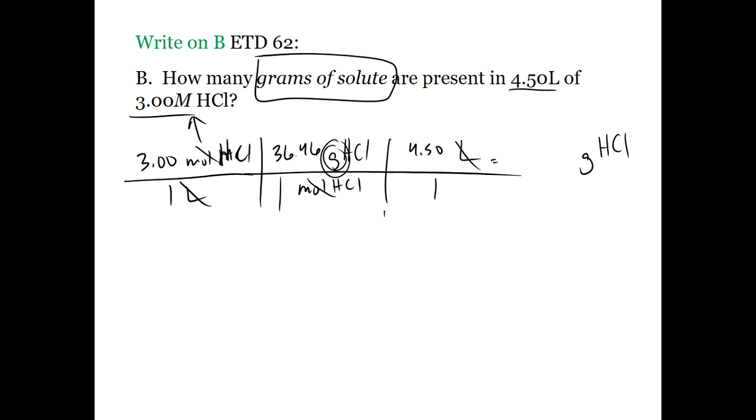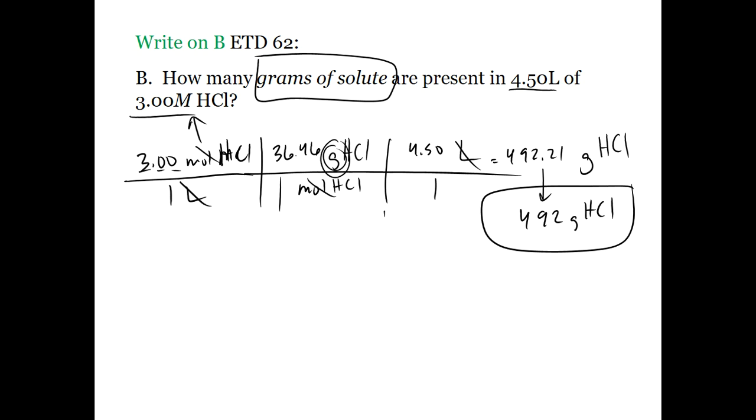Gotta love the dimensional analysis. If you plug that into your calculator, it'll tell you it's 492.21 grams. Getting sig figgy with it, you've got 1, 2, 3 sig figs. So it's going to go out to 492 grams of hydrochloric acid, and you can box that bad boy up, right?